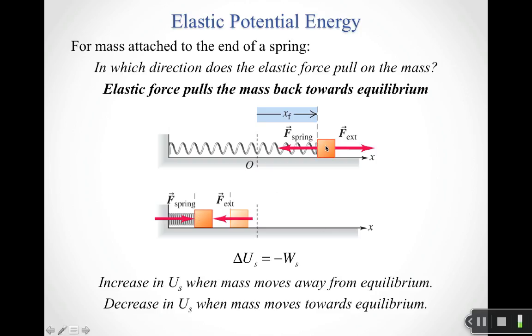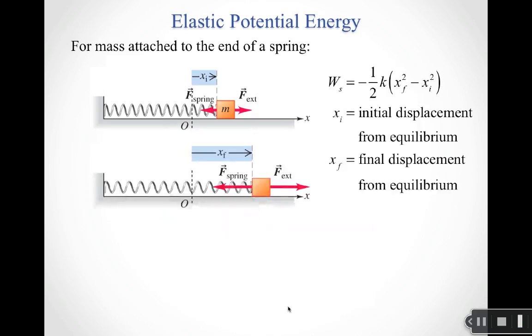On the other hand, if I let the mass move towards equilibrium, so let's say pull it out over here to the right and then let it go, well, obviously the spring is going to pull it back towards equilibrium. So the spring is doing positive work in that case, and that's going to decrease the elastic potential energy. So conceptually, it's pretty easy to figure out whether I'm increasing or decreasing the elastic potential energy based on whether I'm moving towards or away from equilibrium.